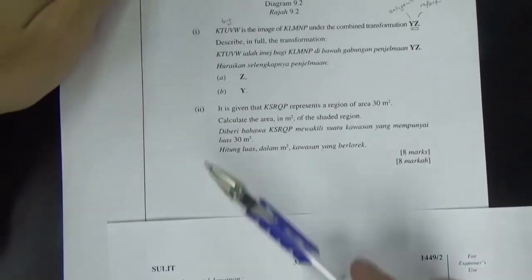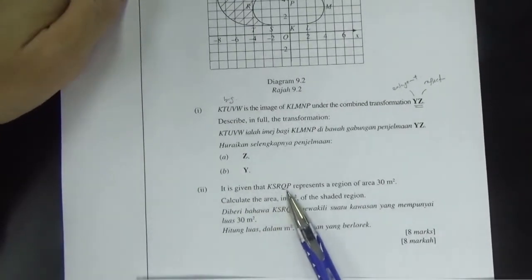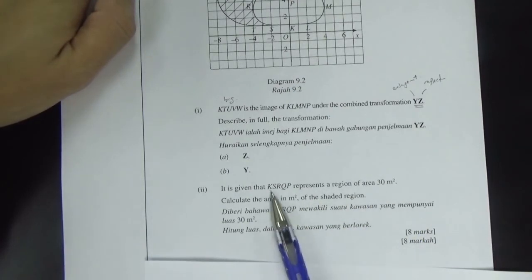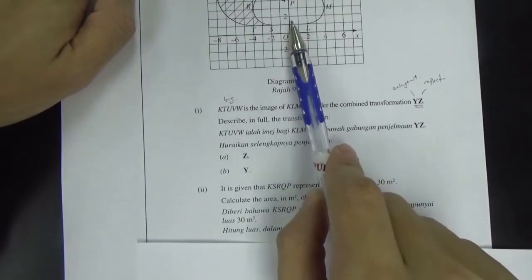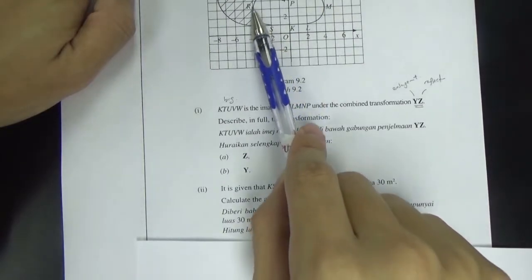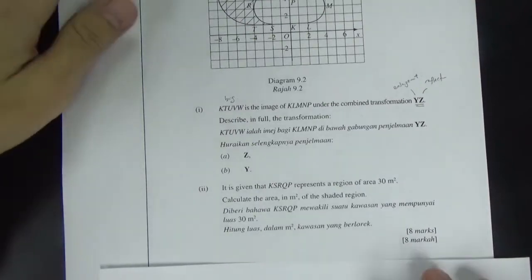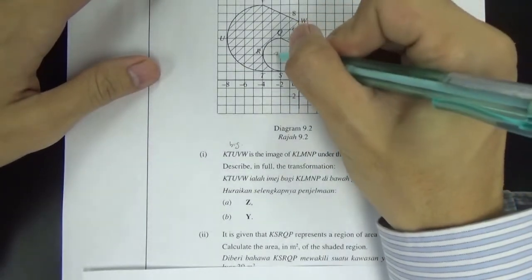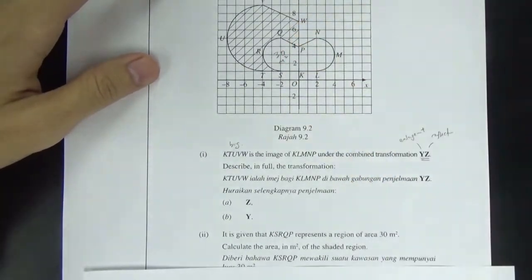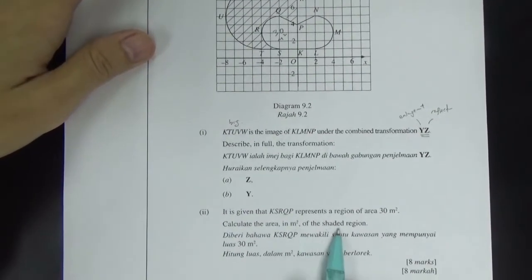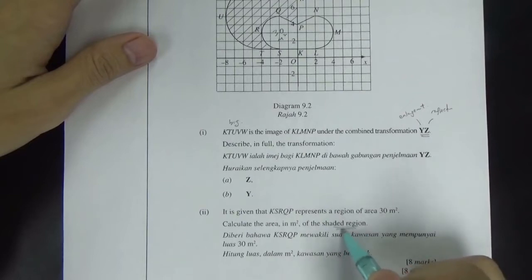So B2 is given that KSRQP represent a region of area 30 meters squared. So KSRQP, which is this one. So it says this is 30 meters squared. So this area here, 30 meters squared. Calculate the area in meters square of the shaded region here.